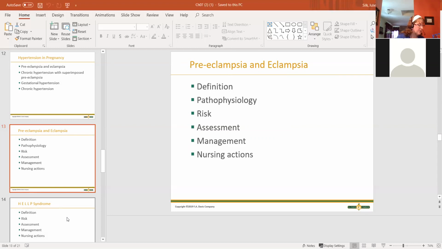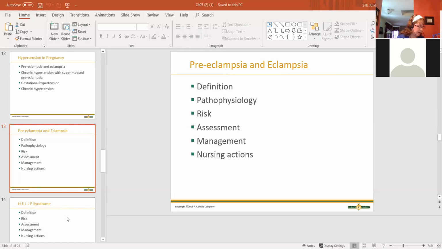So some of your assessment findings, of course, you're going to have a high blood pressure like we talked about, the proteinuria, and then they're also going to look at some other things along with this. They're going to monitor your labs to monitor your liver function and kidney function and things like that.